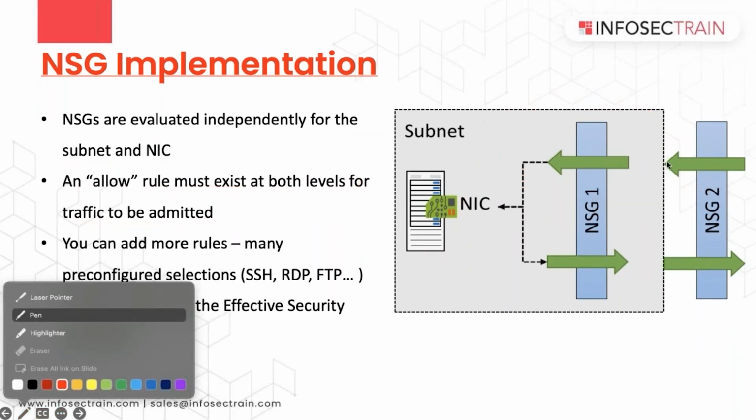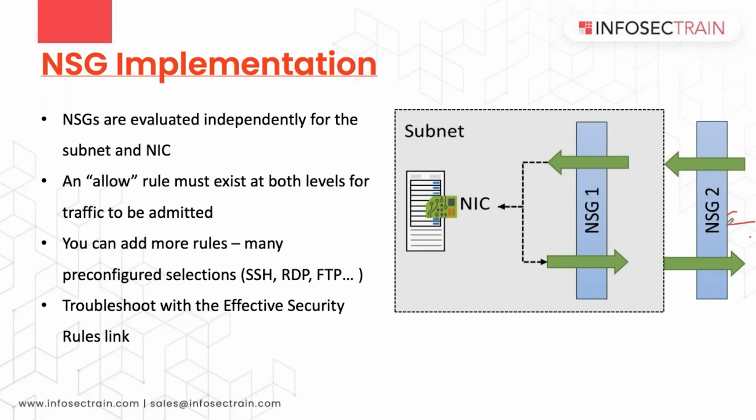Let's say, for example, the traffic reaches from the NSG2 and tries to reach your web server. You allowed it there, but you blocked it at the NSG1, at the NIC level network security group. You will be unable to access that web server again, right? So we need to allow this on both levels itself, and you can add more rules if you want, and you can troubleshoot for effective links, what is working, what is not. That is going to be in there.